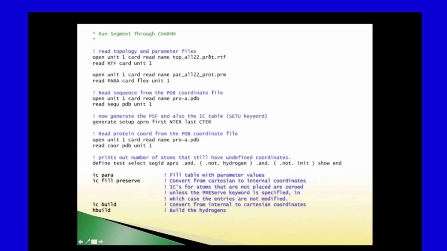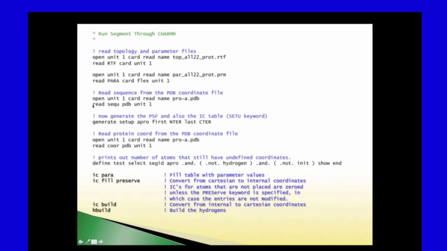Okay, so you have to read in your RTF file. You have to read in your parameter file. And again, don't get caught up in the nomenclature. If you have questions, I'll certainly answer them, but the CHARMM documentation can explain this, and I'll give a better resource on how to get started in a second. Okay, now you look at your PDB file.